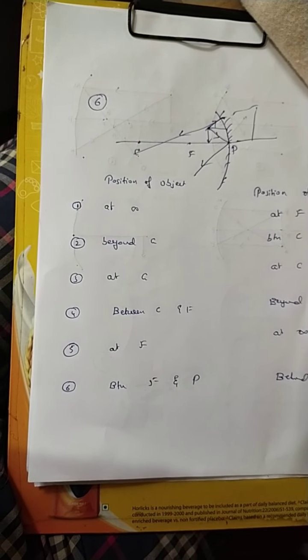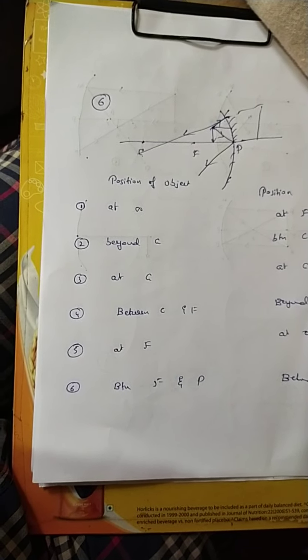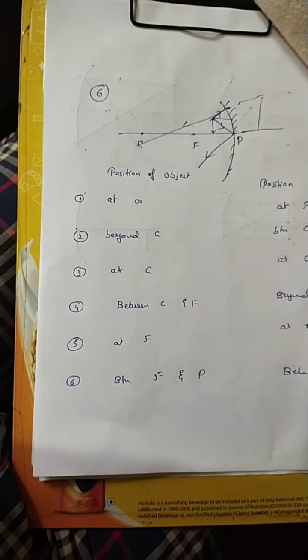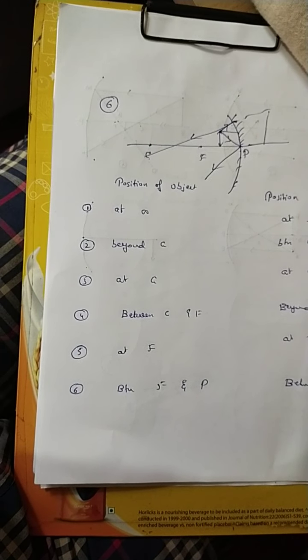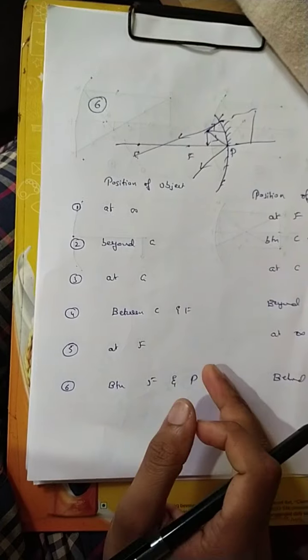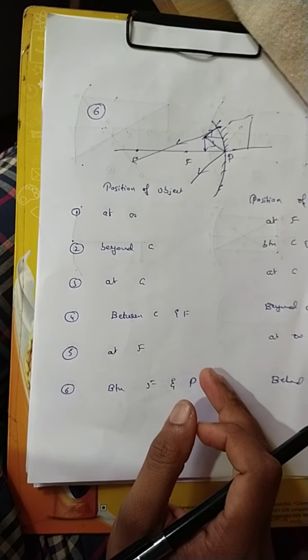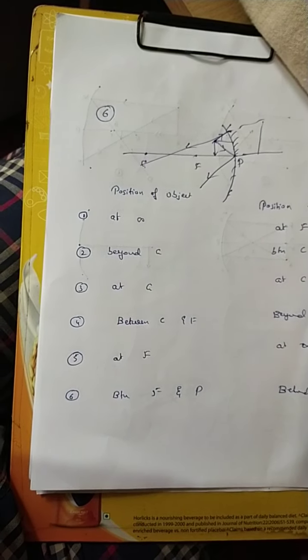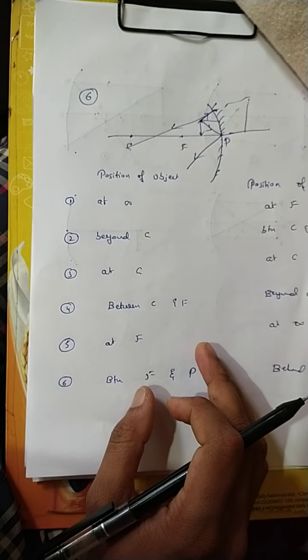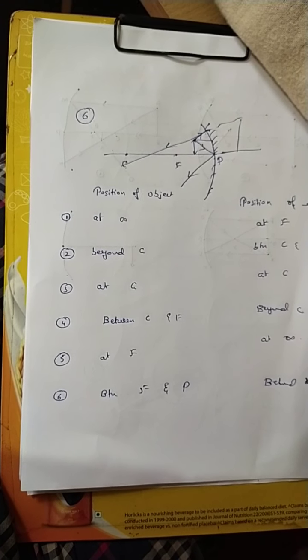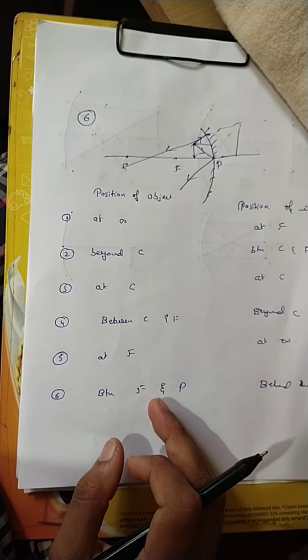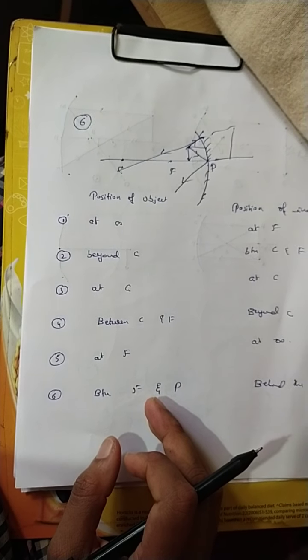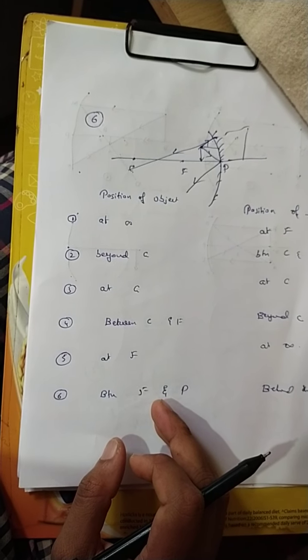So first one is very small, after that diminished, greater than the size at infinity point, in beyond C. Then at C point, same size: the size of the image and size of the object are the same. Then between C and F, the image is enlarged. Then at F, the size of the image is highly enlarged. Between F and P, the size of the image is again enlarged, greater than the size at F point. So these are the different positions and sizes of the image.